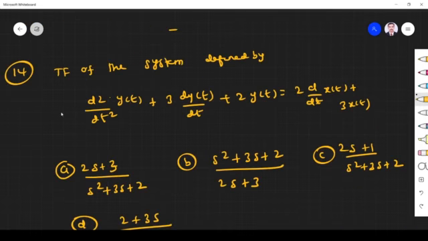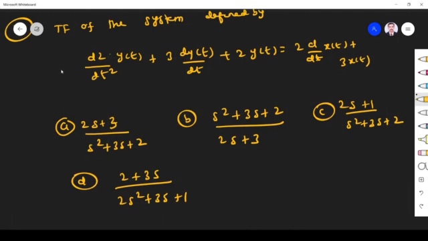Next one, the transfer function of the system defined by the equation. If you want the transfer function, just take the Laplace transform and find output by input. Laplace transform of output divided by Laplace transform of input. So I take the Laplace transform of this one, it is differentiation. So s squared into Y of s. This is first order differentiation, so 3 into s into Y of s. This is 2 Y of s.